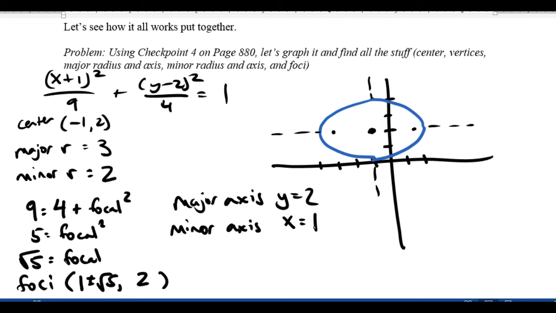Okay. Now, finally, we can get our vertices. Our vertices always occur on the ends of the major axis. So there's a vertex and there's a vertex. We do not have vertices here or here. Those are not vertices. Okay. So our vertices, our coordinates, they are at (2, 2) and (−4, 2).